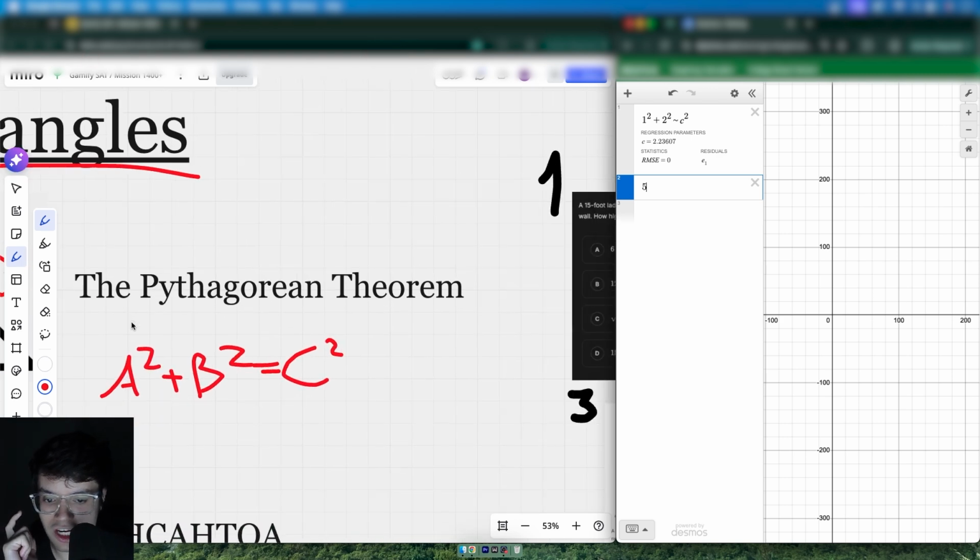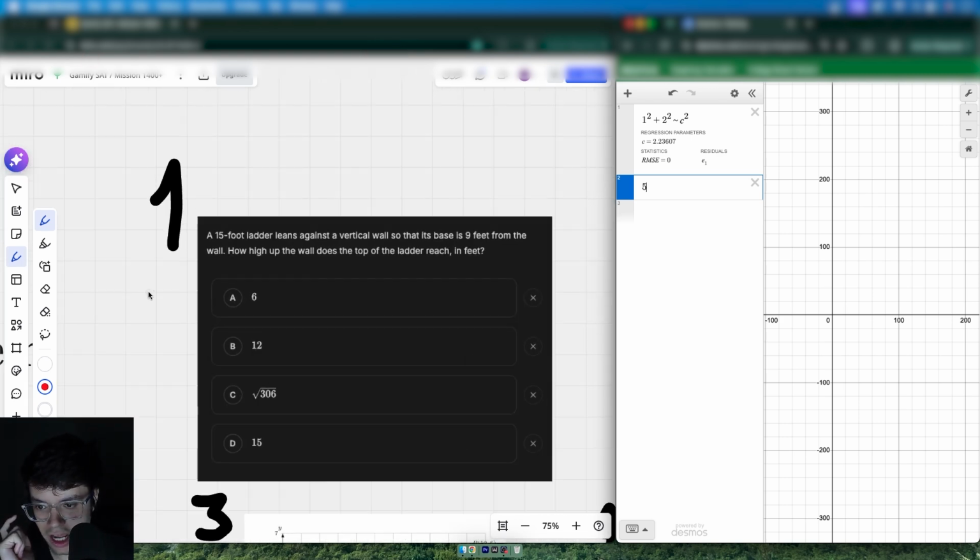Okay, let us use this real quick for a couple of things. A 15-foot ladder leans against a vertical wall so that its base is 9 feet from the wall.